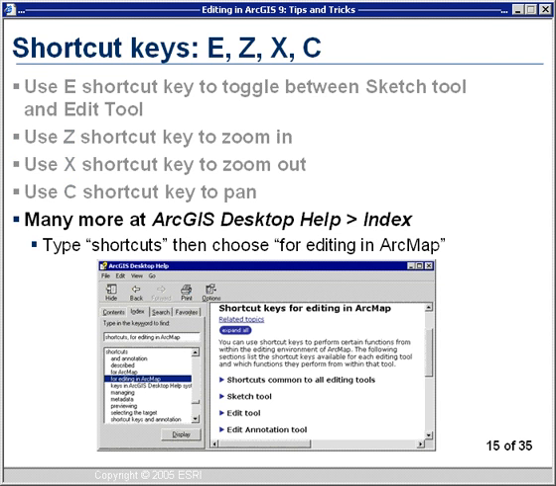To find out what they are, I'd recommend looking at the ArcGIS Desktop Help, and from the Index tab typing in shortcuts for editing in ArcMap. By doing so, you'll see a very comprehensive list of all the different shortcuts that are available in the software. And keep in mind, you can even create your own shortcuts for common actions that you perform or common kinds of edits that you perform.